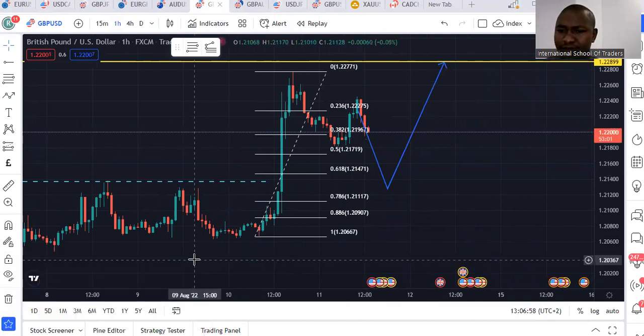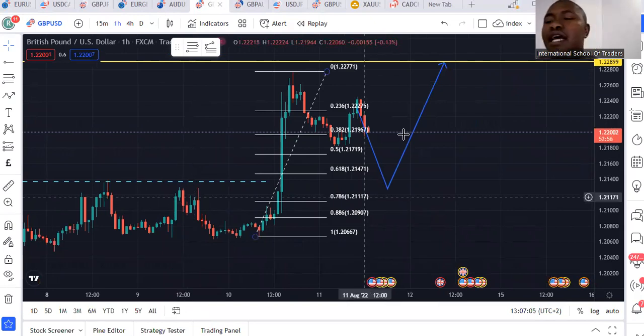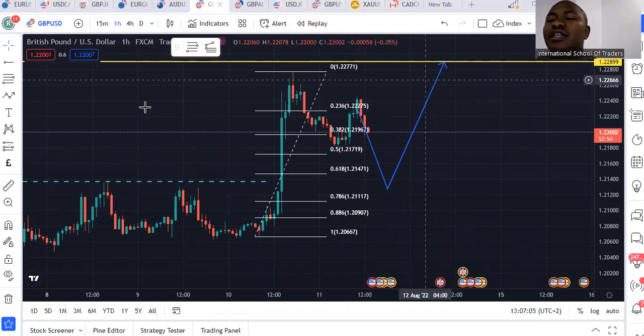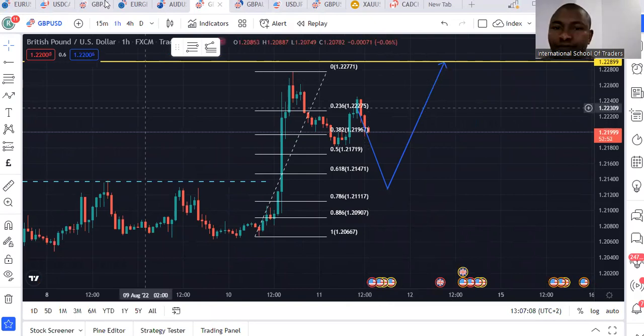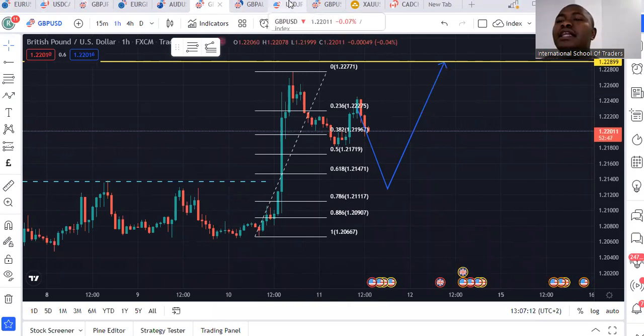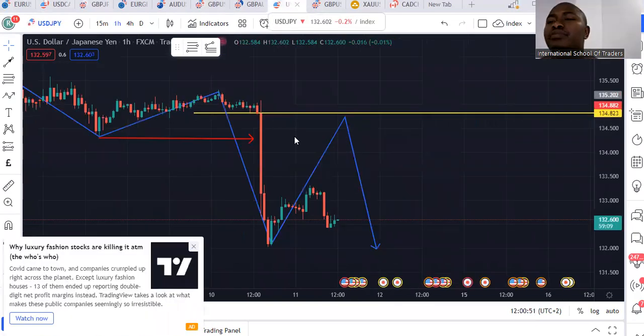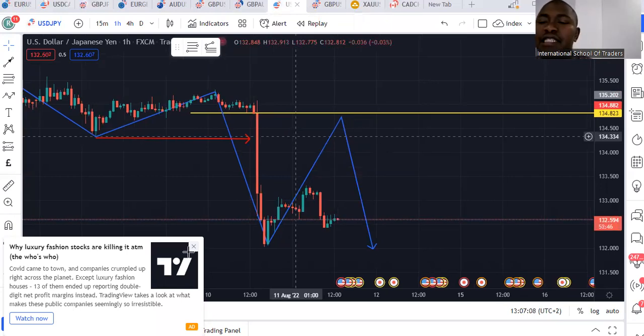I believe this for me is a good or better setup which I can follow throughout the day towards the top side on GBP-USD in this particular case. And then the last one is going to be USD-JPY. For me, USD-JPY has been moving nicely, even yesterday, it moved according to plan.